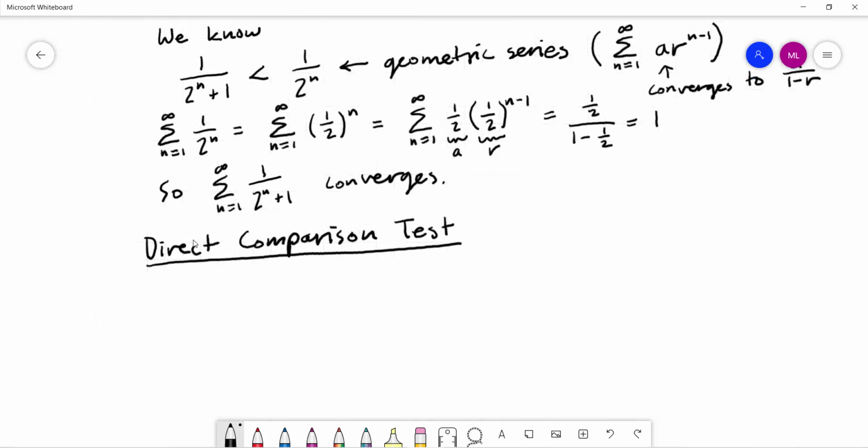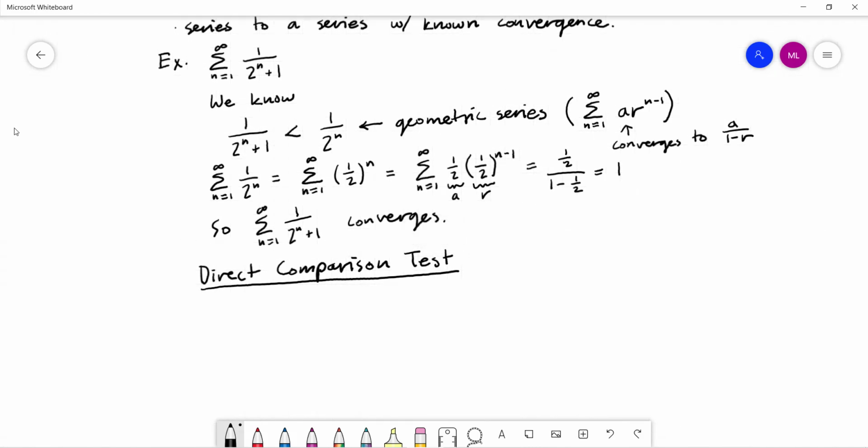So basically what we're looking for, and just keep this in mind, I decided to compare this to 1 over 2 to the n, which I do know the behavior of. And this one, 1 over 2 to the n plus 1, is less than 1 over 2 to the n. In that case, if this one converges, then this one will also converge.